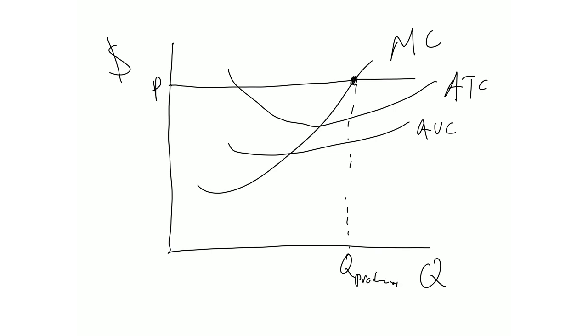Now, to see whether there's profits or losses, we first want to go and find out what average total cost is at that quantity. And average total cost is right there. We can mark that in the diagram going across. And we now have a picture of the profits. Profits are equal to revenue, which is the price times the quantity. And so let's mark that off that way.